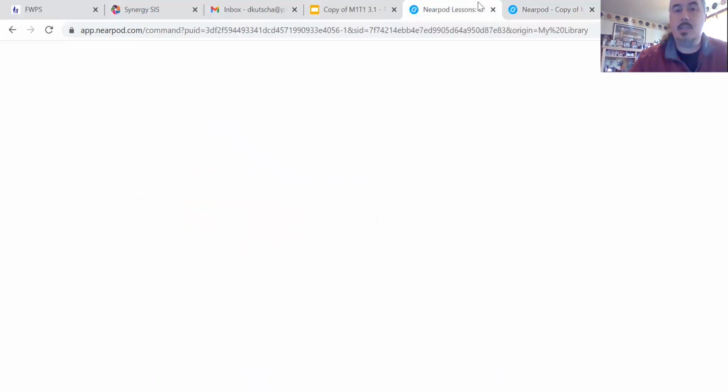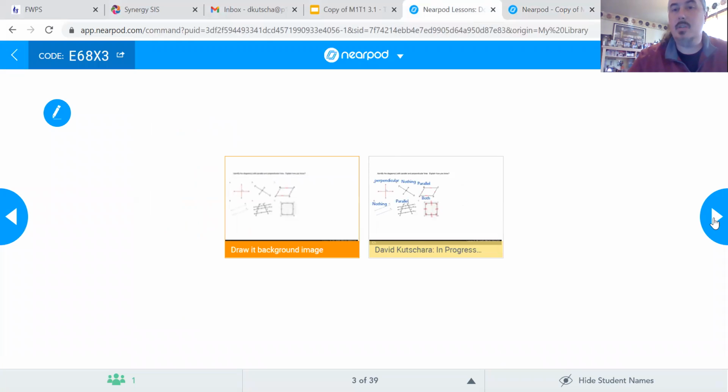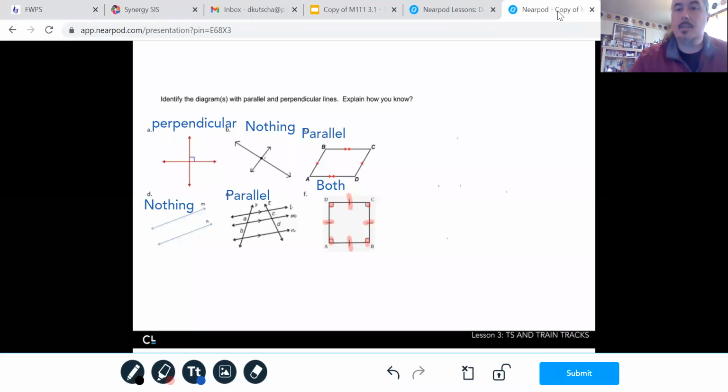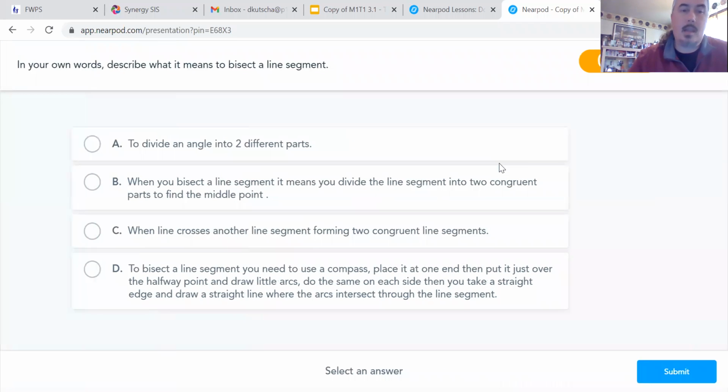Now let's go on to another part of the lesson I wanted you to have, so you get to see the teacher's versions of that, and we'll get into this. In your own words, describe what it means to bisect a line segment. And I used the exact words that everybody used in the quiz. So I actually copied and pasted those words and put them right here.